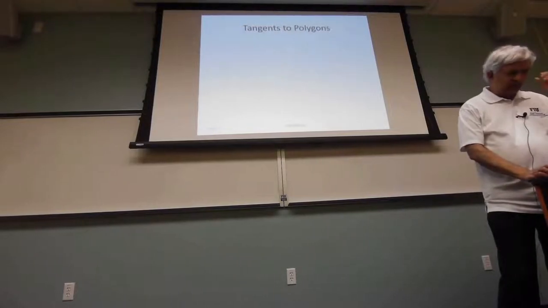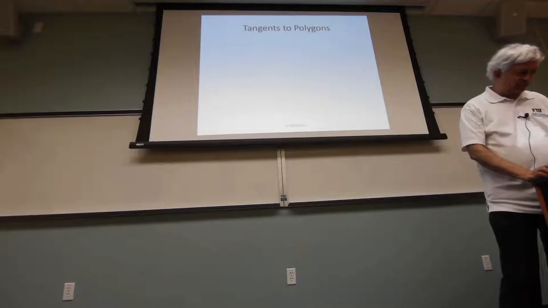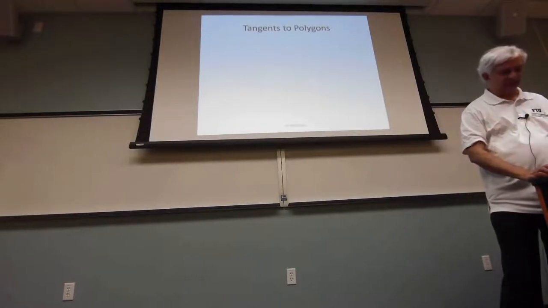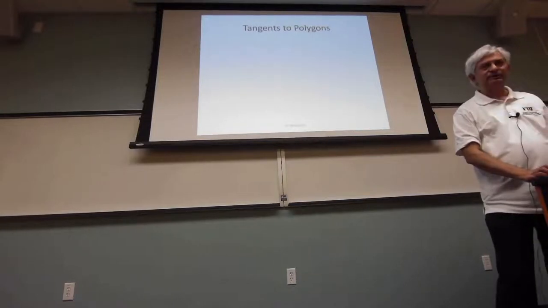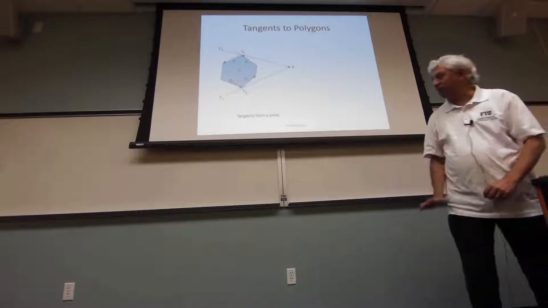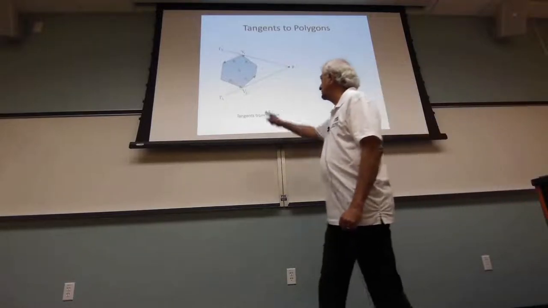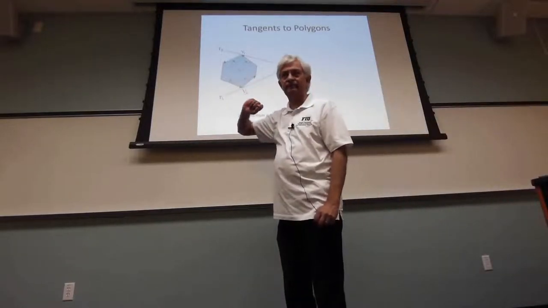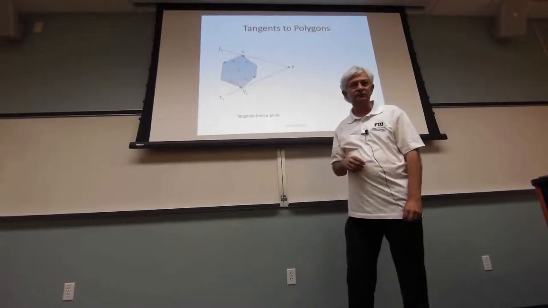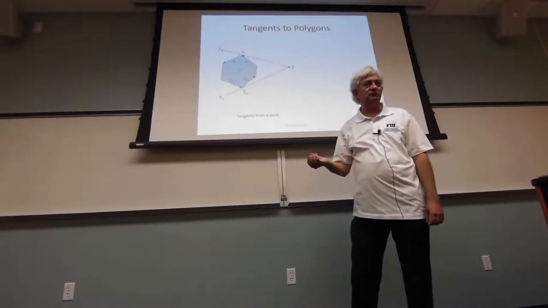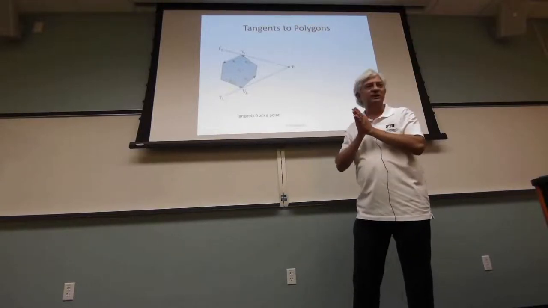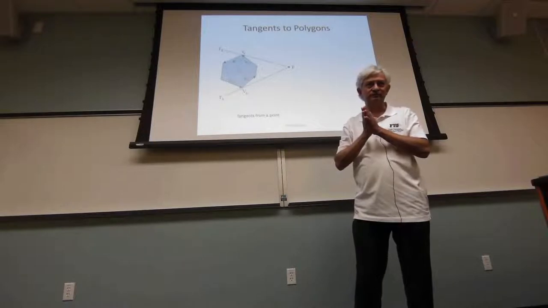There is one small concept that's useful, and we need to make sure we understand this. This is called the tangent to polygons. It's not quite relevant to convex hull, but you'll see that it's somewhat connected. Let's say here is a polygon. If I gave you another point that's outside the polygon, then I can draw two common tangents to the polygon.